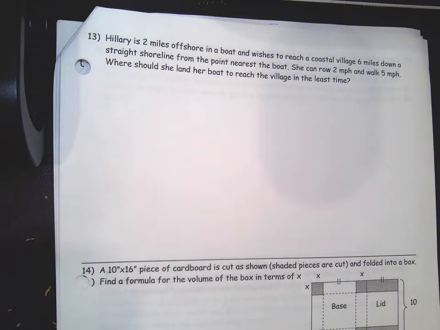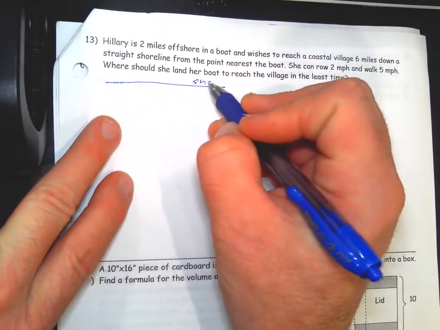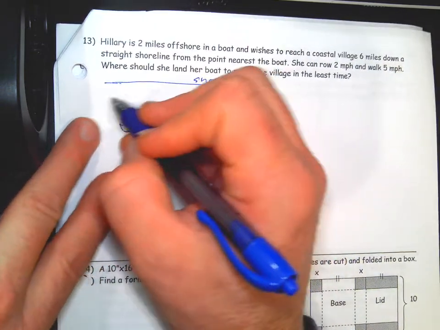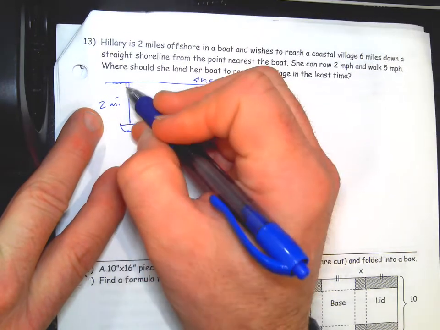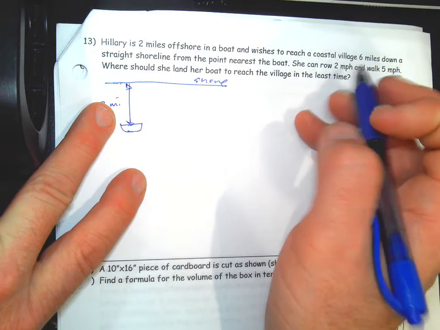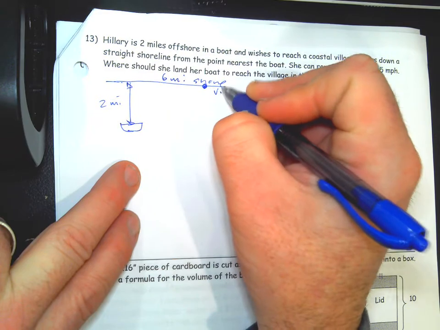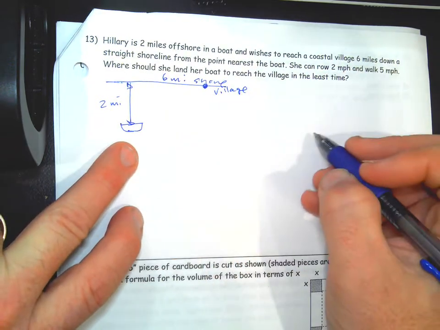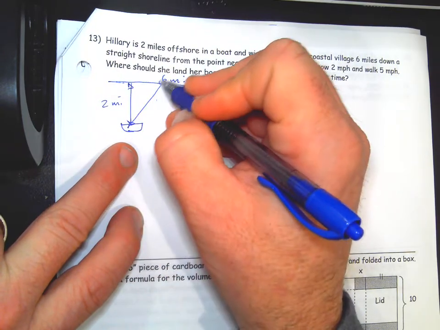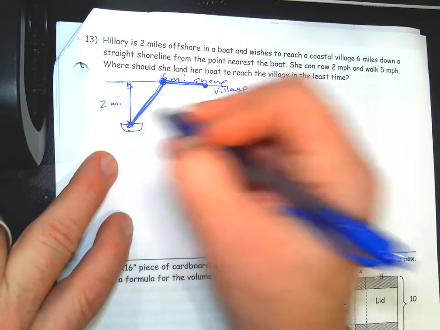We need a picture of this. She's 2 miles offshore. So here's the shore, right? And she's 2 miles offshore in a boat. So 2 miles is this distance, right? Wishes to reach a coastal village 6 miles down. So 6 miles down is the village, right? So what's going to happen is she's going to row to a certain point and then walk the rest of the way. Whatever is most efficient, I guess.